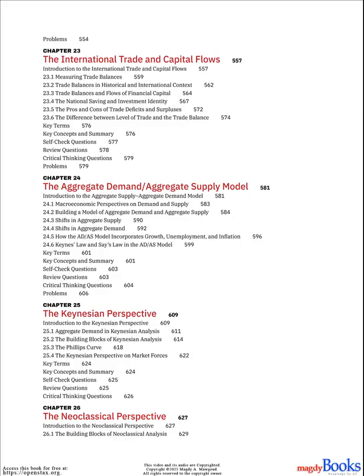Chapter 25, The Keynesian Perspective. Introduction to the Keynesian Perspective, 25.1. Aggregate Demand in Keynesian Analysis, 25.2. The Building Blocks of Keynesian Analysis, 25.3. The Phillips Curve, 25.4. The Keynesian Perspective on Market Forces. Key terms, key concepts and summary, self-check questions, review questions, critical thinking questions.